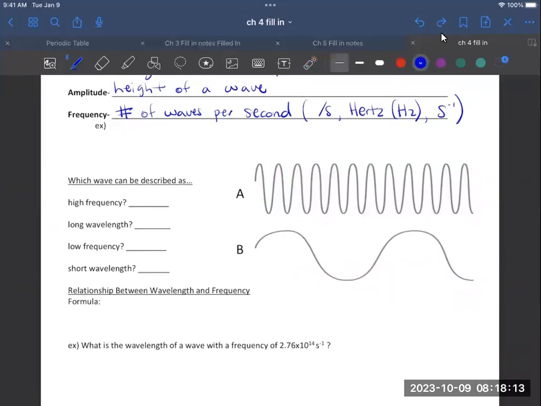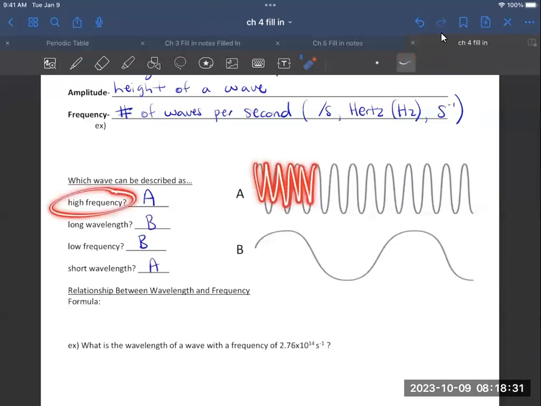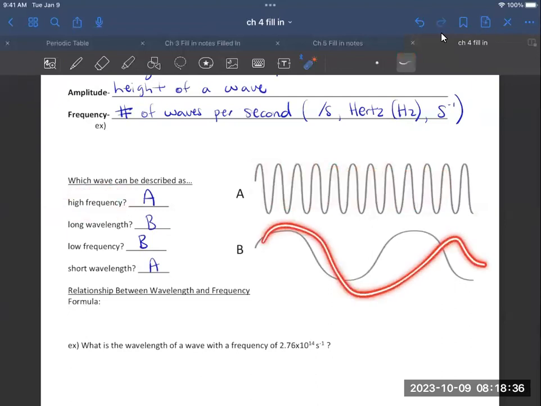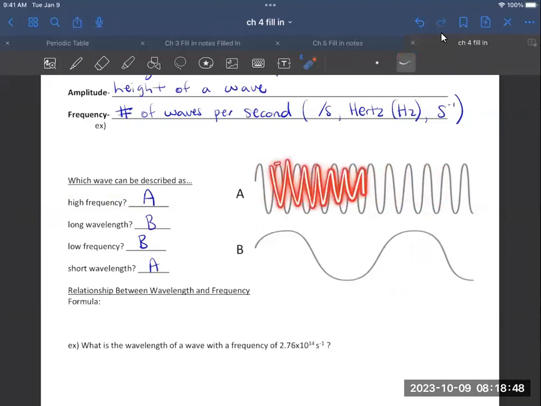Okay, hopefully you guys said the high frequency was wave A, the long wavelength was wave B, the low frequency was wave B, and the short wavelength was wave A. So notice again, a high frequency means there's just a lot of waves in a given space. That's what a high frequency is. Here, there's very few waves in this given space, so there's going to be a lower frequency there. And I want you guys to notice something. If there is a high frequency, the distance between the waves gets shorter because there's a lot more waves in a given space.